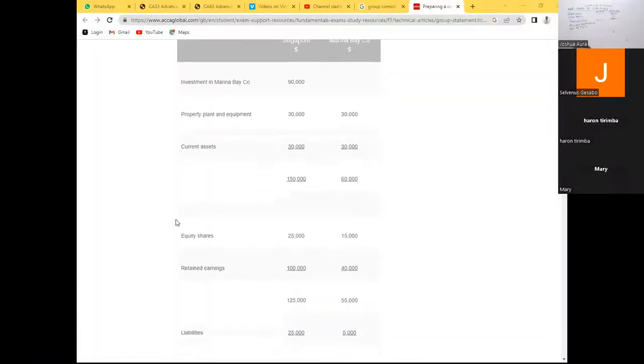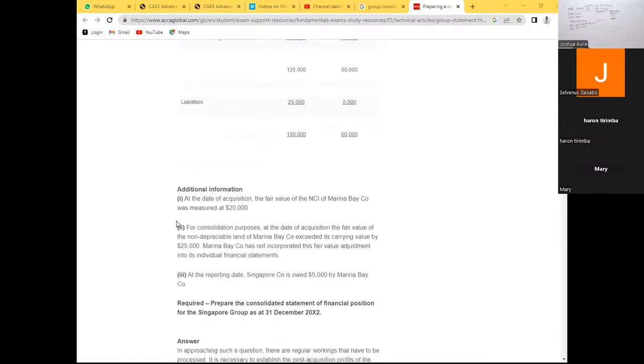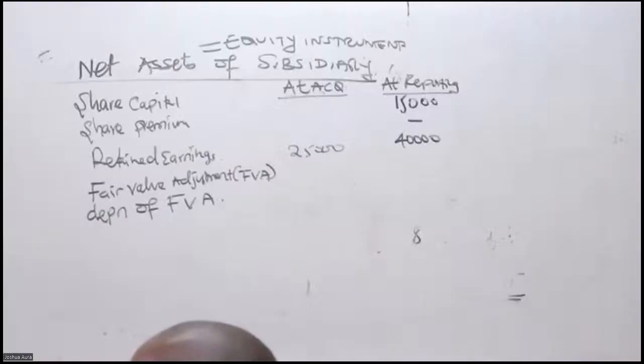Now, from there, if you go down here, they are telling us something very important. At the date of acquisition, the fair value of NCI is what we call non-controlling interest. We are not yet there. For consolidation purposes, at the date of acquisition, the fair value of non-depreciable land of Marina Bay Company exceeded its carrying value by 25,000. So when we were acquiring this subsidiary called Marina Bay, we called in a valuer who was able to revalue, and they revalued some land, which of course is non-depreciable, upwards by 25,000. The valuation is what we call fair value adjustment.